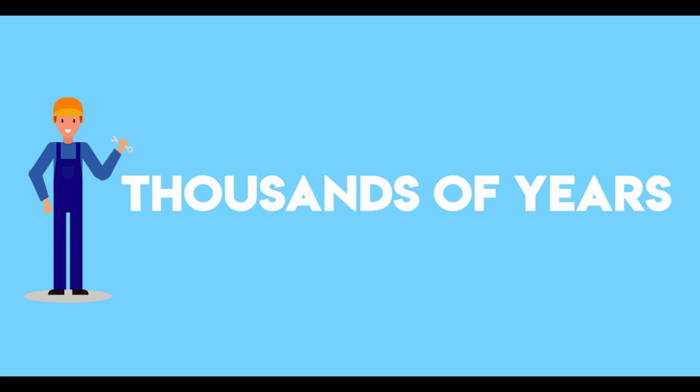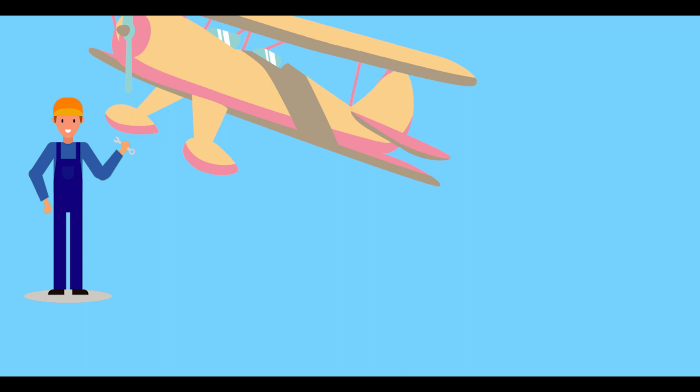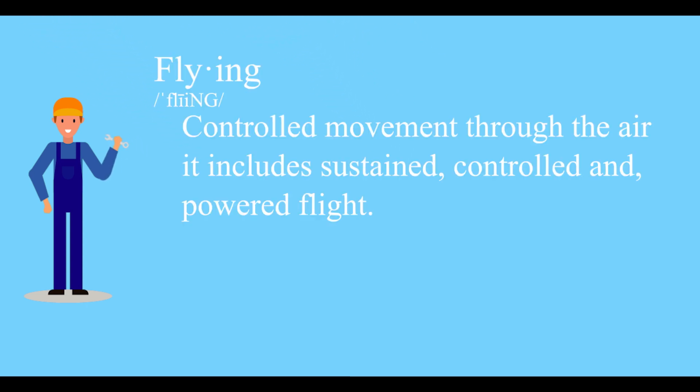People have always understood that flight was possible from observing birds, but it took thousands of years to actually achieve, and there were many hurdles along the way. Flying is defined as controlled movement through the air and includes sustained, controlled, and powered flight. But the real question is how?